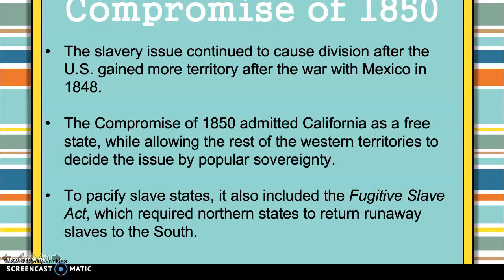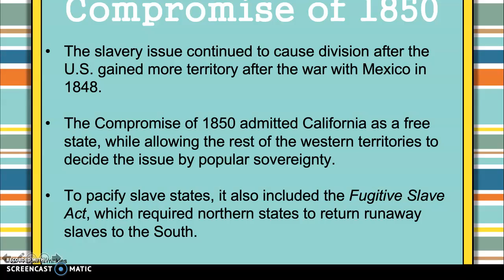Okay, now that you're finished with the questions for the Compromise of 1850, you know that slavery continues to cause division after the U.S. gains Mexico territory in 1848. So, this compromise, the Compromise of 1850, was a way to admit California as a free state while allowing the rest of the Western territories to decide by popular sovereignty whether or not they allowed slaves. This means that they decided by voting in their territory.